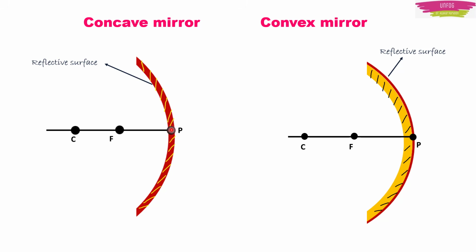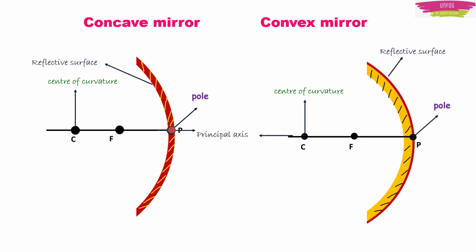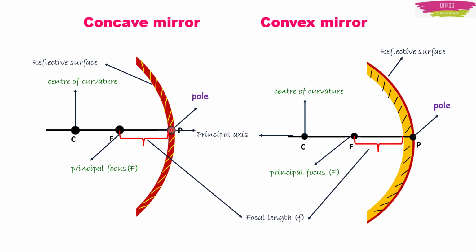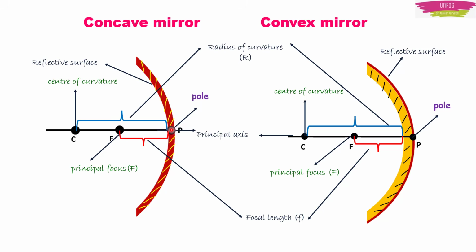Now, the center on the surface of the mirror is known as the pole and the center of that imaginary circle is known as the center of curvature. The line which passes through the center of curvature is known as the principal axis, and there is a point between the pole of the mirror and the center of curvature. This is known as the principal focus, and the distance between the pole and the principal focus is known as the focal length. And the distance between the center of curvature and the pole of the mirror is known as the radius of curvature. These two are very important things.